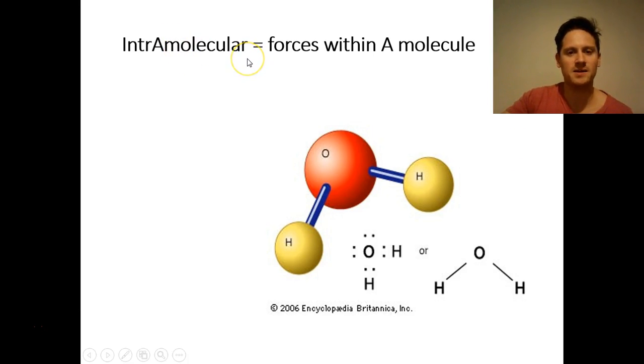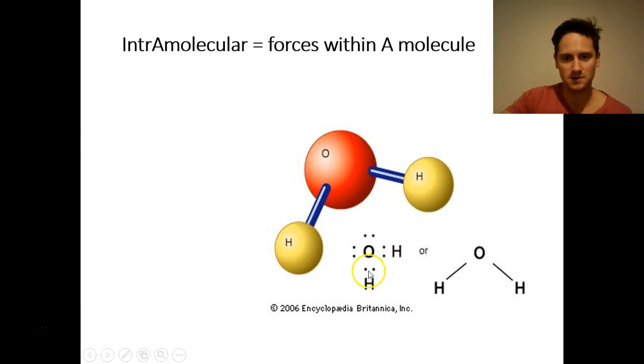So we'll expand on intramolecular. Intramolecular forces are forces within a molecule. And the reason why I've capitalized this A is to help you remember that intra, capital A, molecular forces are forces within a molecule. So that's the way that you want to try and remember that term. An example are the covalent bonds that exist between the hydrogen and the oxygen atoms in a water molecule. So the intramolecular forces within this water molecule are these blue covalent bonds here and here. They're connecting those atoms together to make up the water molecule.